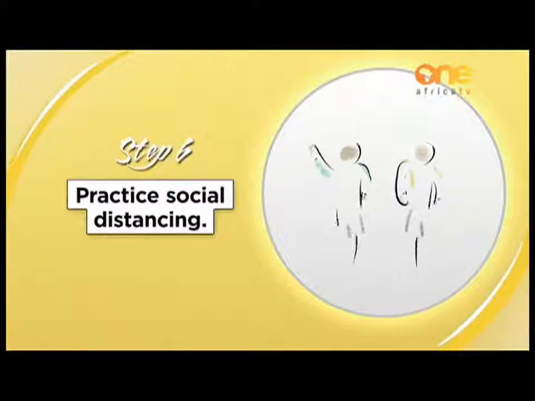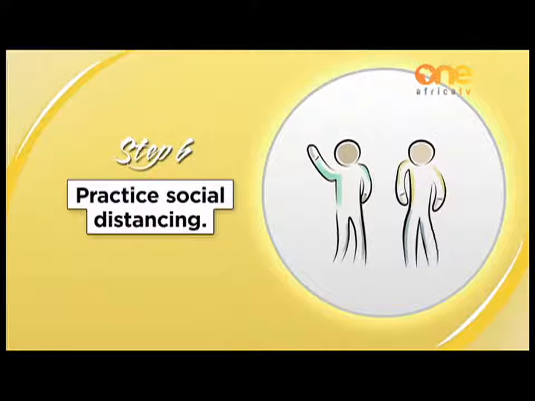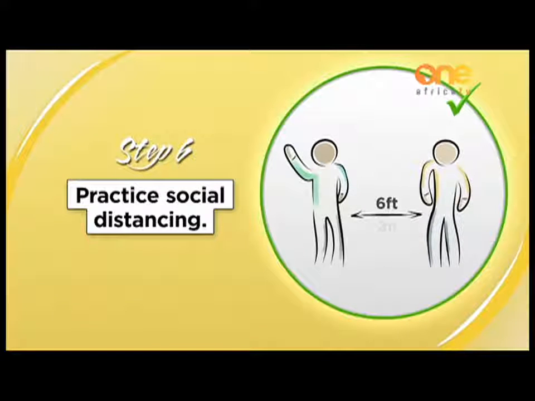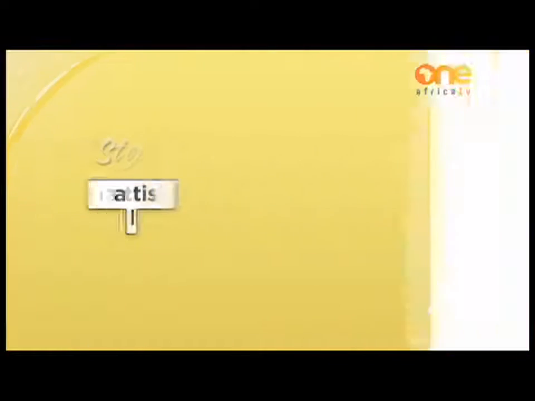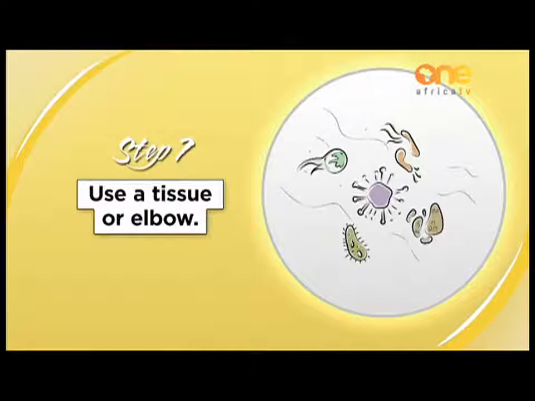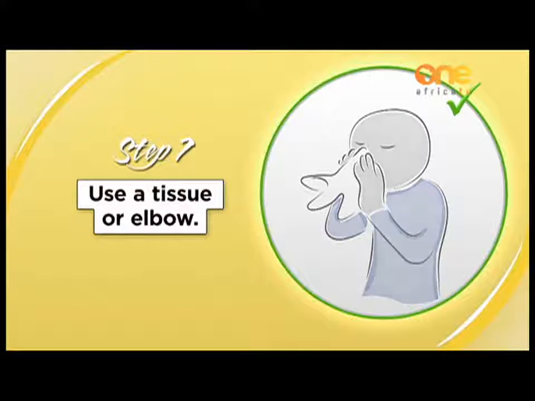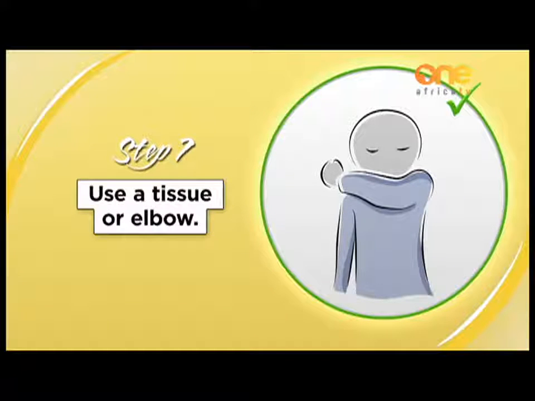Social distancing is deliberately increasing the physical space between people to avoid spreading germs. While regulations may vary by country or area, the best guideline for social distancing is to maintain a distance of 6 feet from others. Germs can travel through the air from one person to another. If you sneeze or cough, do so into a tissue or the inside of your elbow to prevent the spread of germs.